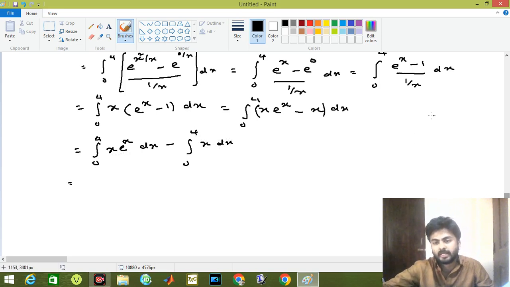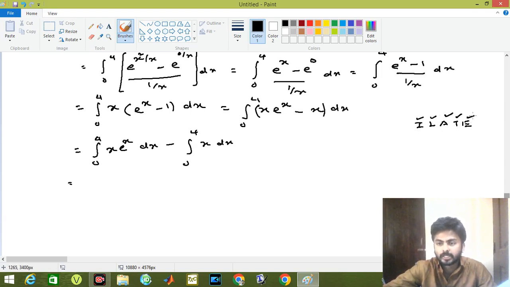You know that there is a set of 5 functions, and depending upon these 5 types, we have to choose u from those functions. The order of priority is I, L, A, T, E: inverse, logarithmic, algebraic, trigonometric, exponential. Exponential is given last priority, so it should not be taken as u, since it has the least priority. But the algebraic function has the higher priority compared to the exponential function, so it can be chosen as u.